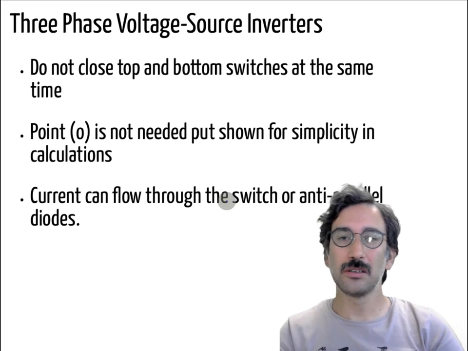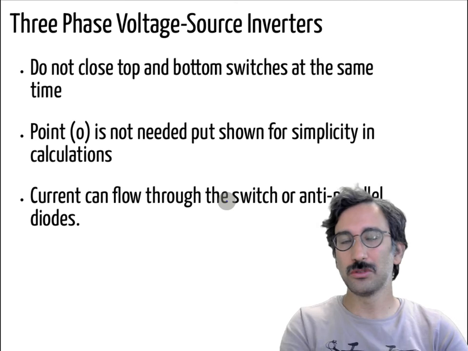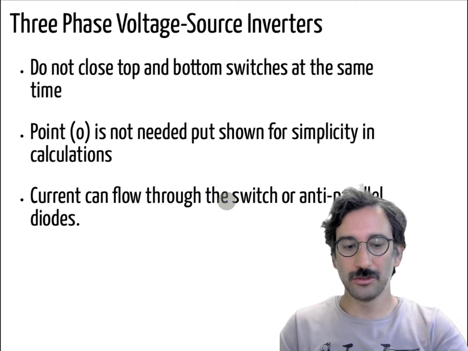Current can flow both through your switch or through the anti-parallel diodes. Anti-parallel diodes are important because if you have some kind of inductive load, when you turn off those switches, the current needs some path to flow. We will discuss those things in detail.